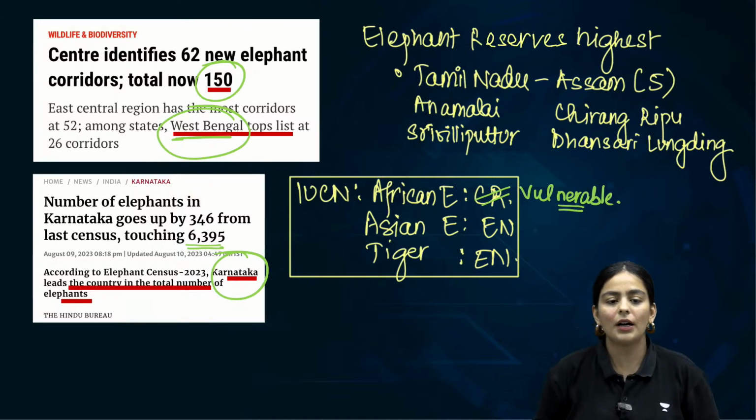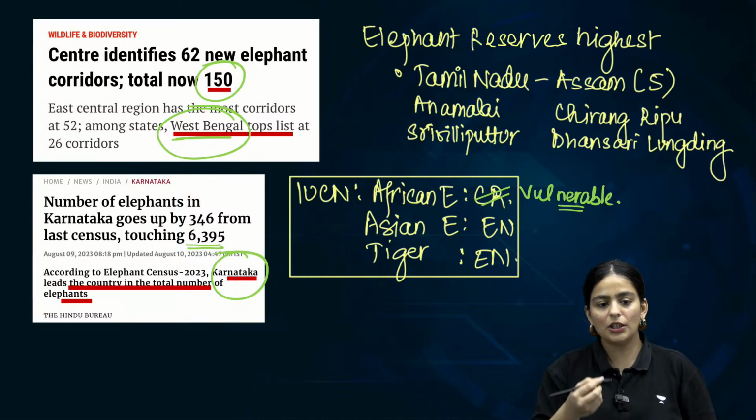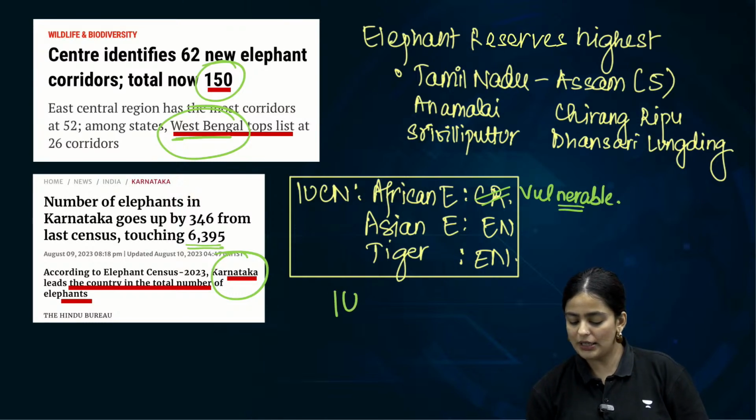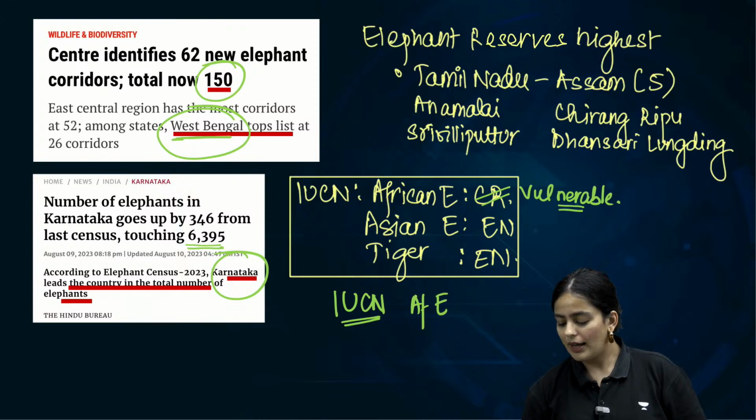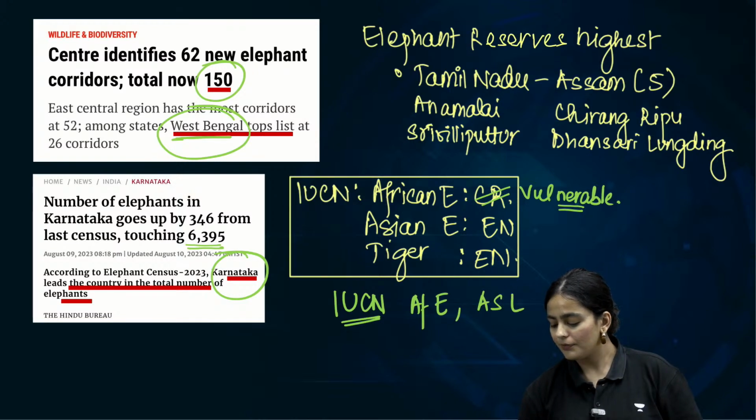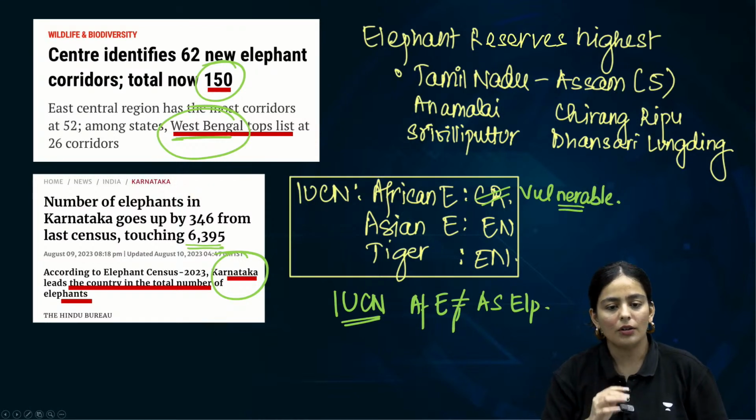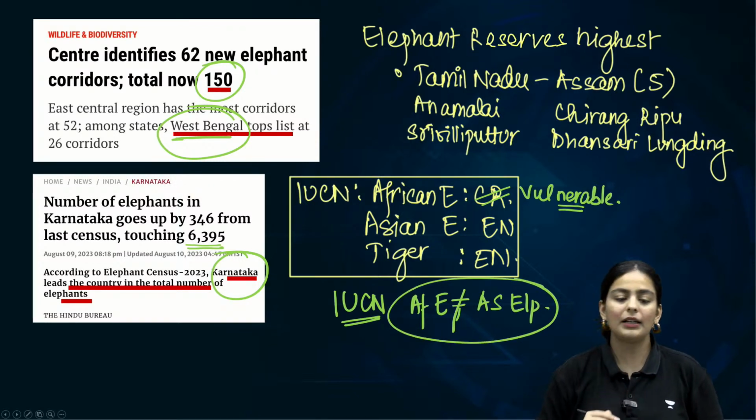Please also remember another observation, that the IUCN status of the African elephant and the Asian elephant is not the same. That is all. Clear about this?